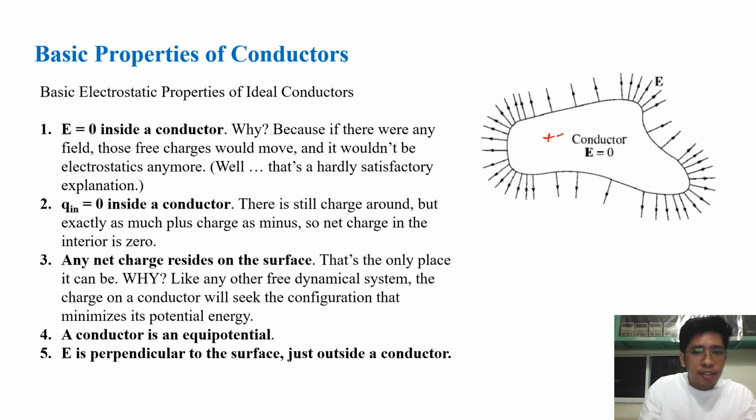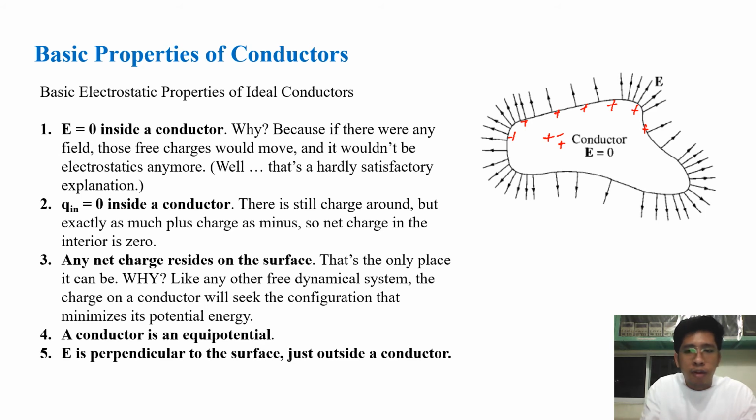Any net charge resides on the surface. That's the only place it can be. Why? Like any other free dynamical system, the charge on the conductor will seek the configuration that minimizes its potential energy. The potential energy will be minimized when they reside on the surface. There will be greater potential energy when they are inside because there will be more repulsion and attraction. So they minimize the potential energy by residing on the surface of your conductor. A conductor is an equipotential surface.